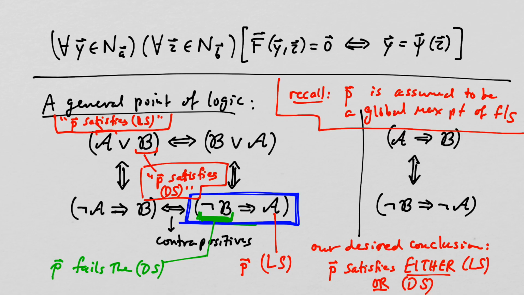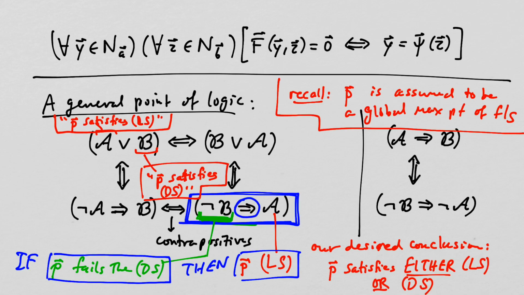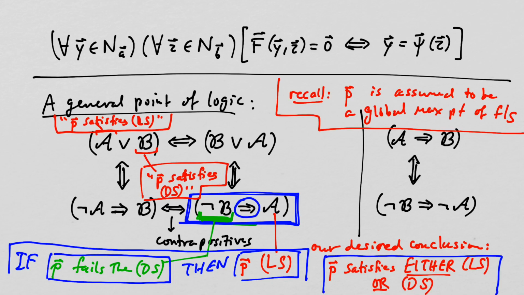And what we need to prove then is this conditional right here. So we need to show that if P fails to satisfy the degeneracy system, then P does satisfy the Lagrange system. That is the same conclusion. That conditional statement is exactly the same conclusion as the original conclusion, which was this one. Those are logically equivalent to each other.